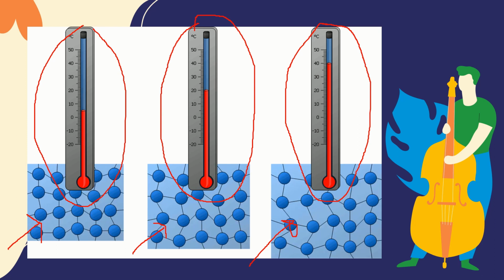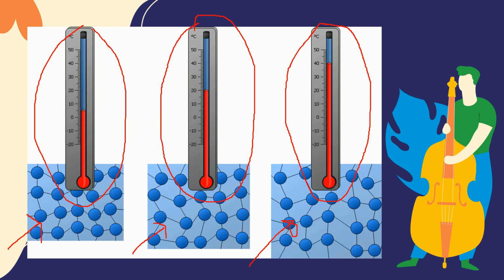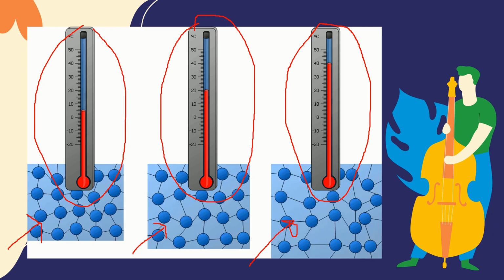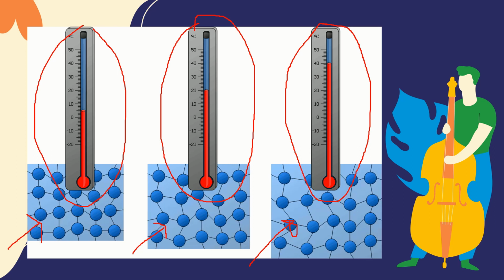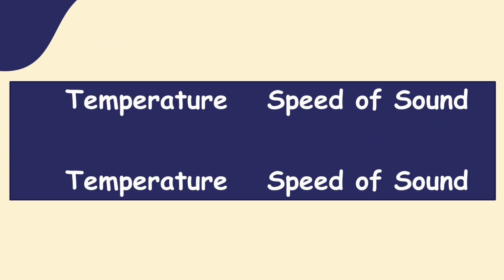Ibig sabihin, mas mataas yung kinetic molecular energy ng particles na merong mainit na temperature. Ano ngayon ang connection niyan dito sa sounds? Ibig sabihin, kapag ang temperature ay mataas, ang speed of sound ay mataas din or magiging mabilis. So kapag mainit, magiging mabilis yung speed of sound. Kapag naman mababa ang temperature or kapag naman malamig, ang speed of sound ay magiging mababa or mabagal. Ibig sabihin, ang temperature ay directly proportional sa speed of sound.